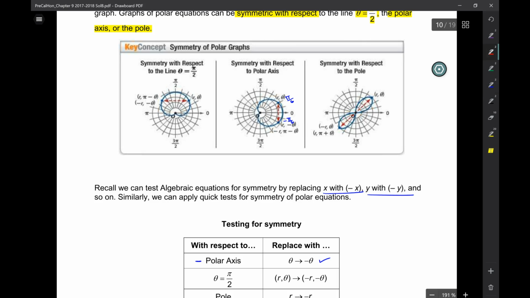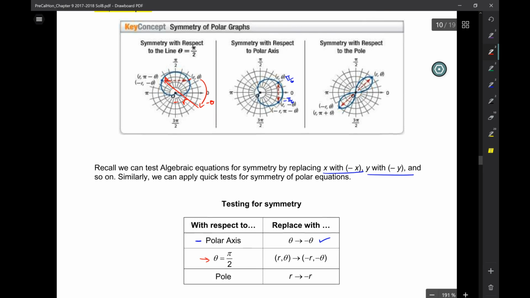All right, with respect to theta equals pi over 2, you replace r and theta with negative r and negative theta. Because if you were to switch to negative theta, where would that take you? Negative theta would take you here, but then negative r takes you back there. So negative theta brings you there, and then negative r will take you back there.